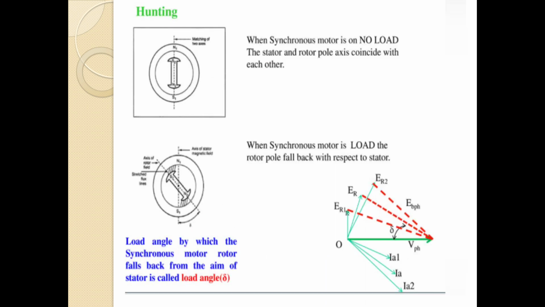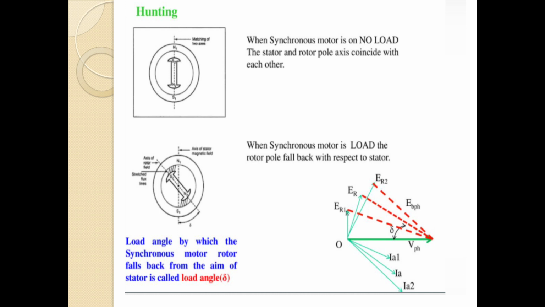Now, hunting. Hunting means the condition produced when a synchronous motor is used for driving a varying load. It is also caused by pulsating supply frequency. When the synchronous motor is loaded, its rotor falls back in phase by the coupling angle delta. As the load increases, this angle also increases, so that it produces more torque to carry the increased load.